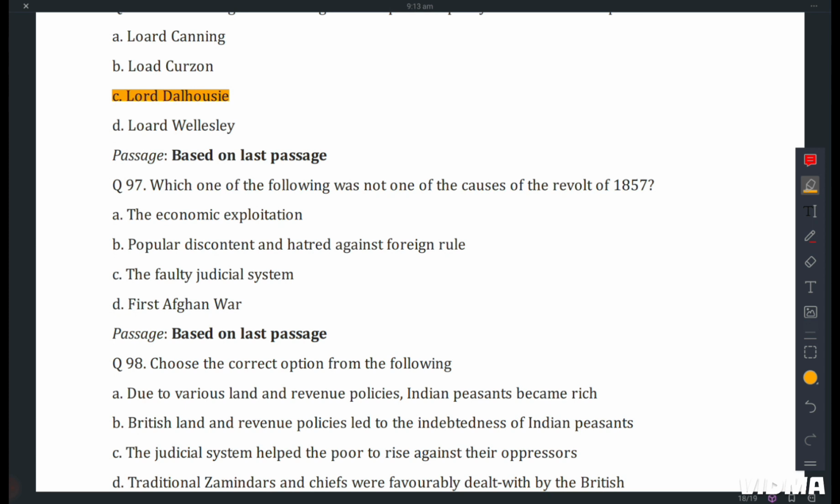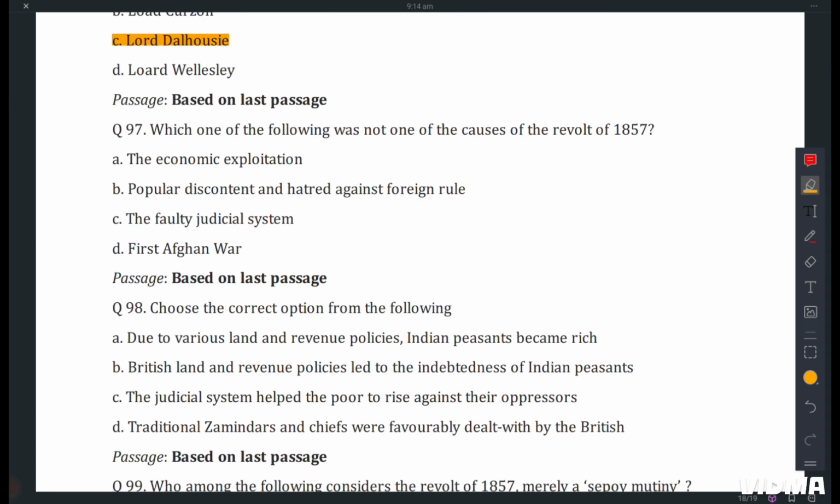Question number 97. Which of the following was not one of the causes of the revolt of 1857? Economic exploitation, popular discontent and hatred against the foreign rule, faulty judicial system, and first Afghan war. Option D, first Afghan war. Okay, when did the first Afghan war happen? It happened from 1839 to 42. And the revolt of 1857 was the Indian rebellion or the Sepoy mutiny. Okay. And why did it happen? Due to economic exploitation, popular discontent and hatred, faulty judicial system.